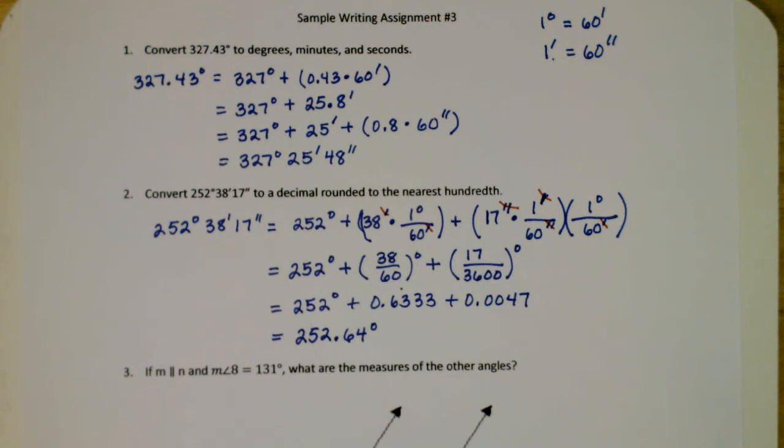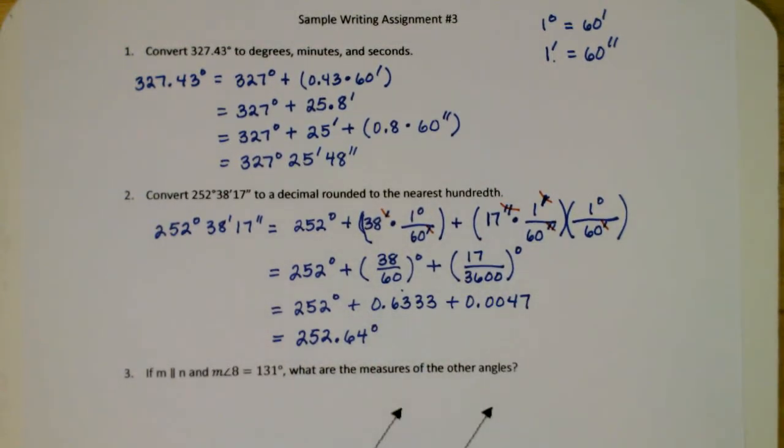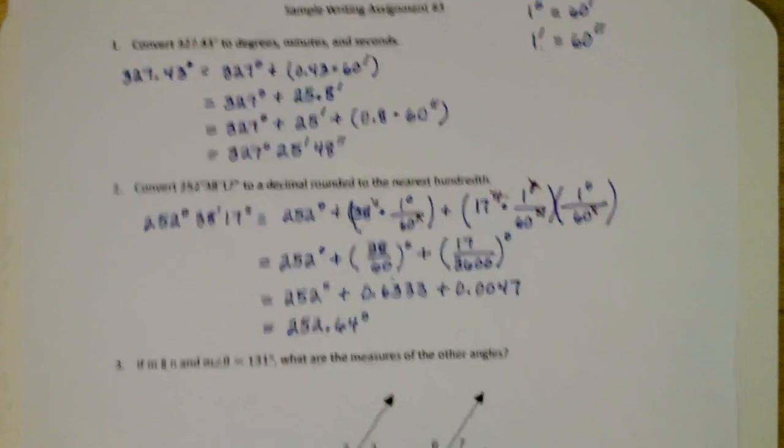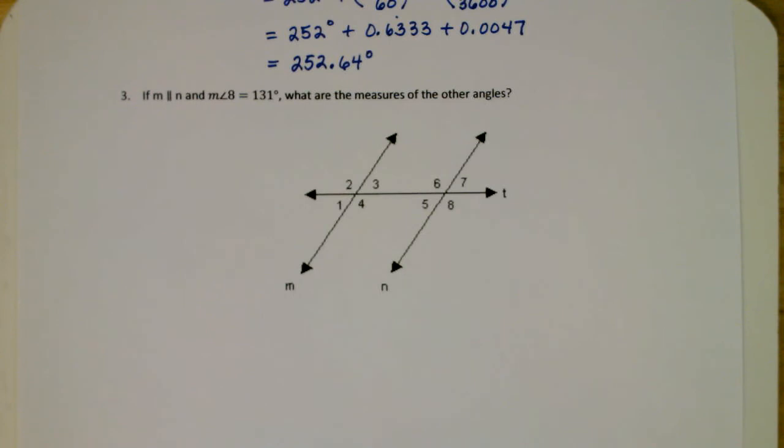Okay, unfortunately I do not have my calculator with me, but I had to use the calculator in order to come up with those decimal values. So to the nearest hundredth, it'll be approximately 252 degrees, 38 minutes, 17 seconds, which will be 252.64 degrees.